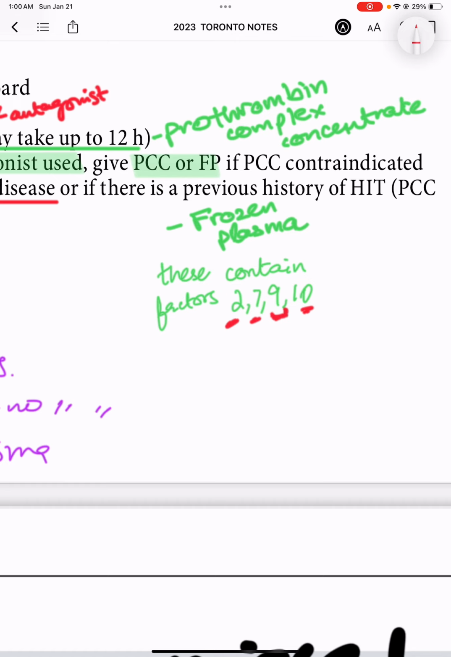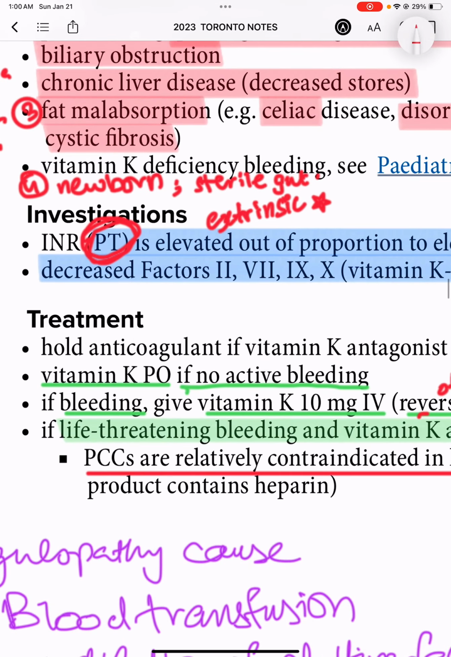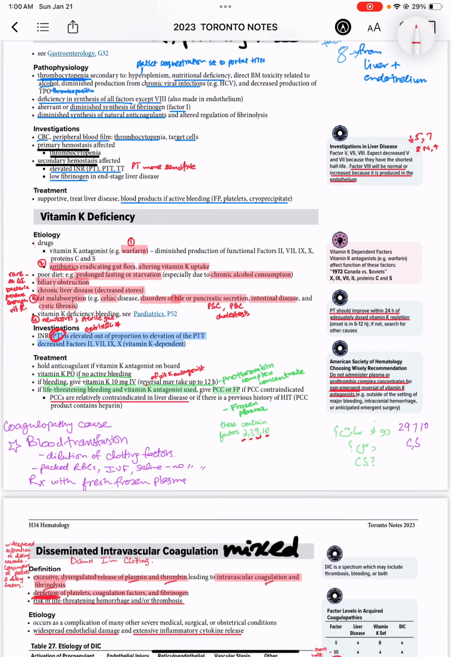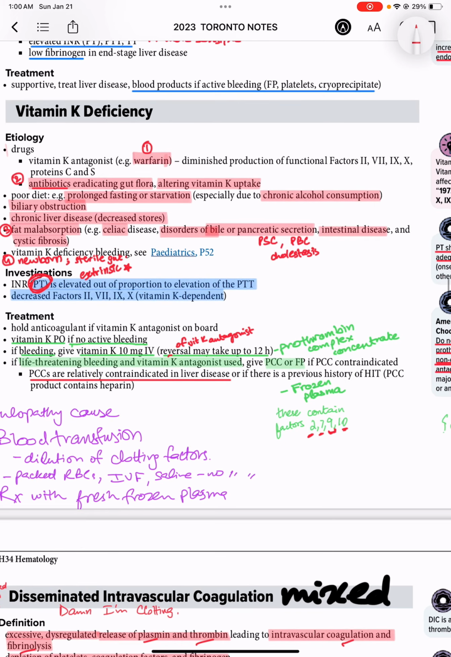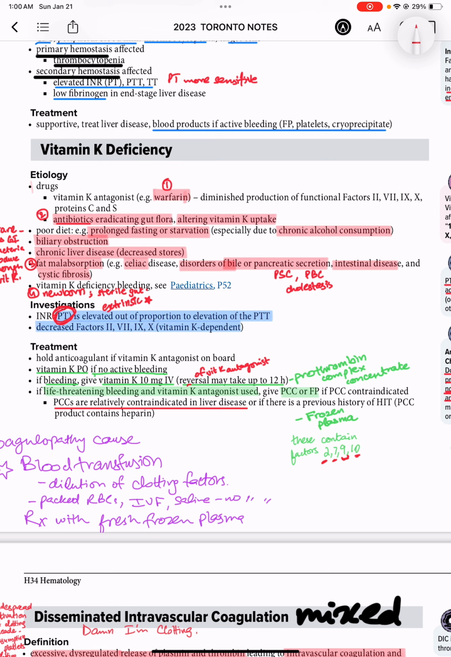It's just factor 9 which is in the intrinsic one. That's why the extrinsic one is affected more in vitamin K deficiency, and that is why PT, the extrinsic one, is more elevated. It is elevated out of proportion to the elevation of the PTT. But either way, talking about all of these factors, it is more towards the coagulation cascade rather than the platelets.